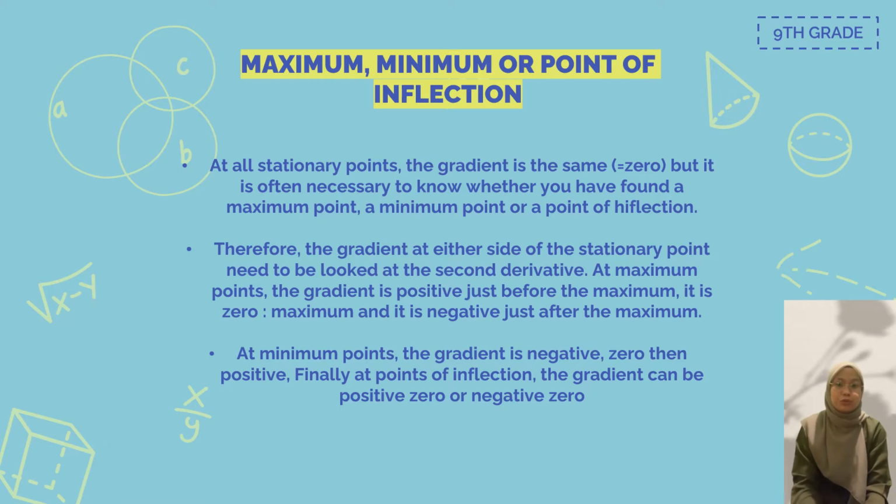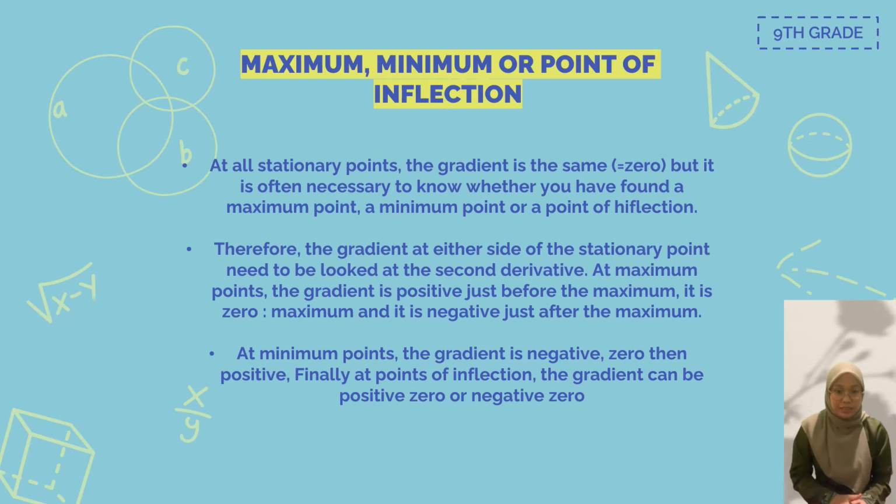Today I want to present about maximum, minimum or point of inflection. At all stationary points, the gradient is the same, which is equal to 0, but it is often necessary to know whether you have found a maximum point, a minimum point, or a point of inflection. Therefore, the gradient at either side of the stationary point needs to be looked at, or the second derivative.